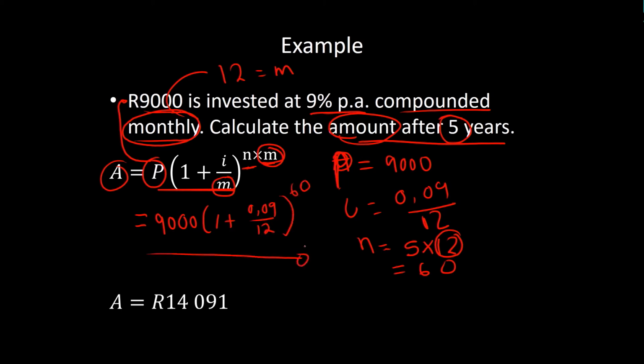Once you get to this point, it's just a simple matter of substituting values into your calculator, multiplying out, and you will get that your final accumulated amount is 14,000 Rand and 91 cents.